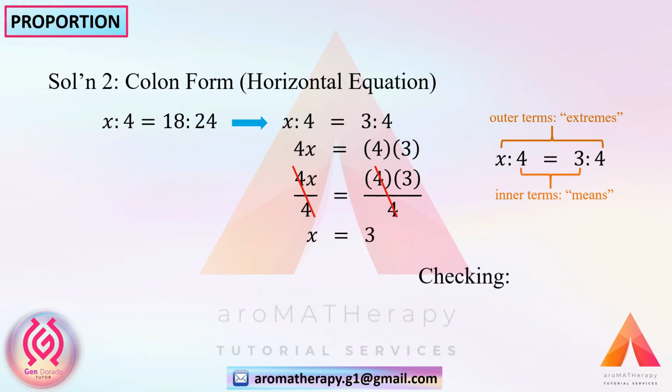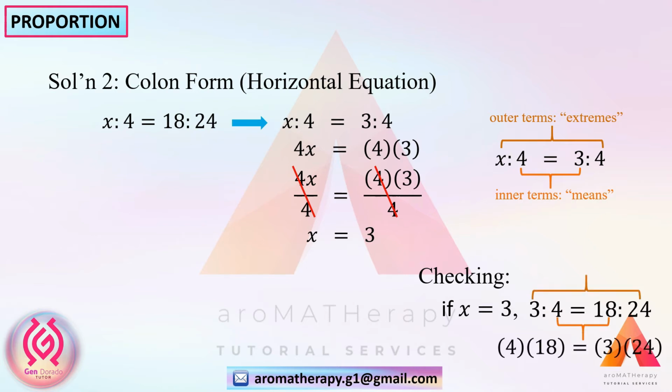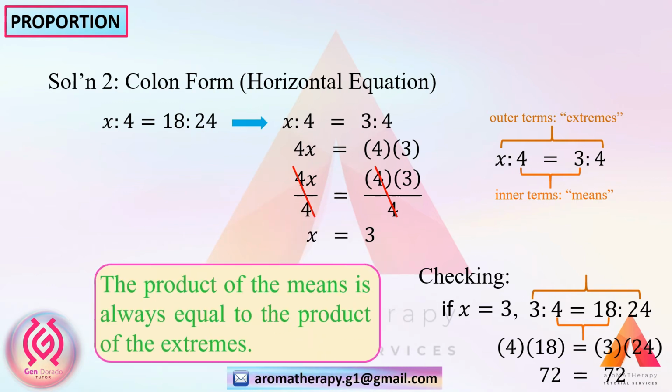Now let's try to check. If x is equal to 3, 3 is to 4 is equal to 18 is to 24. Let's multiply their means and their extremes. 4 times 18 is equal to 3 times 24. So here they have the same results. So in proportion, the product of the means is always equal to the product of the extremes.